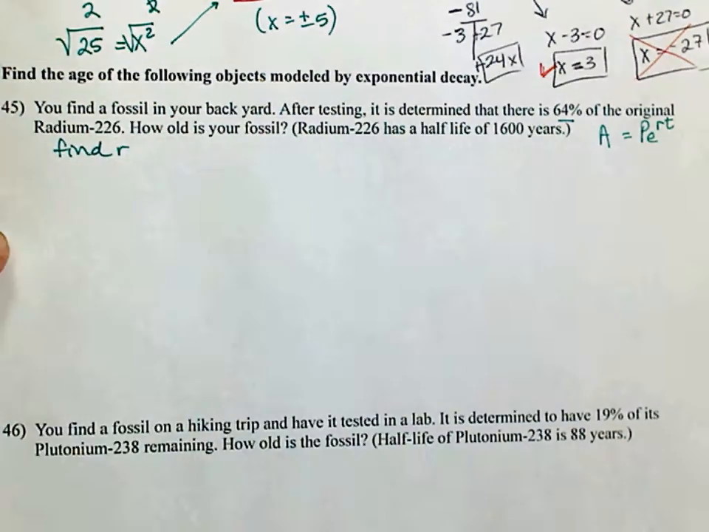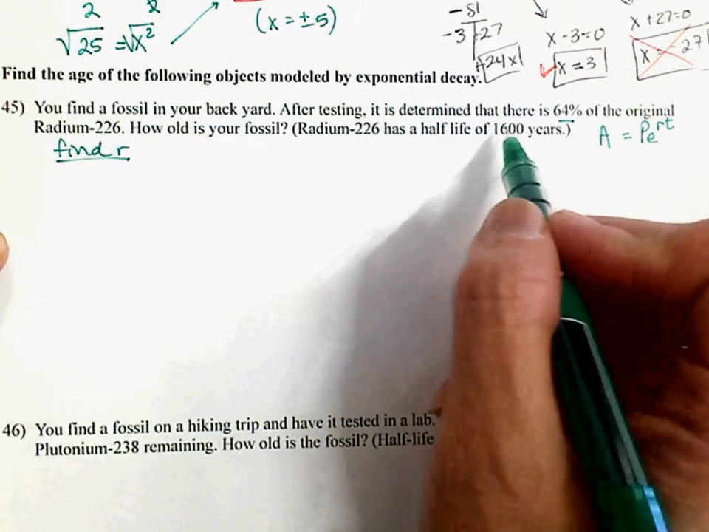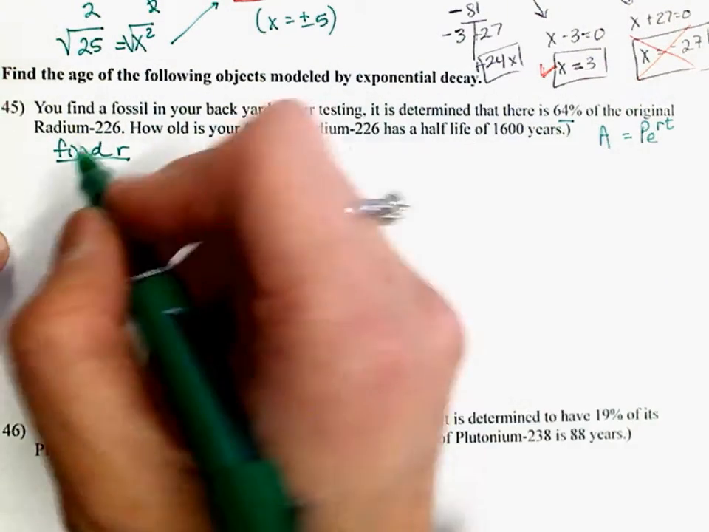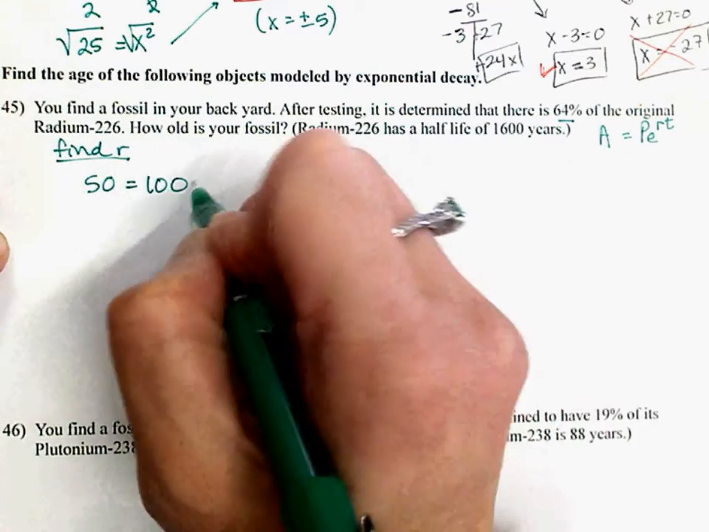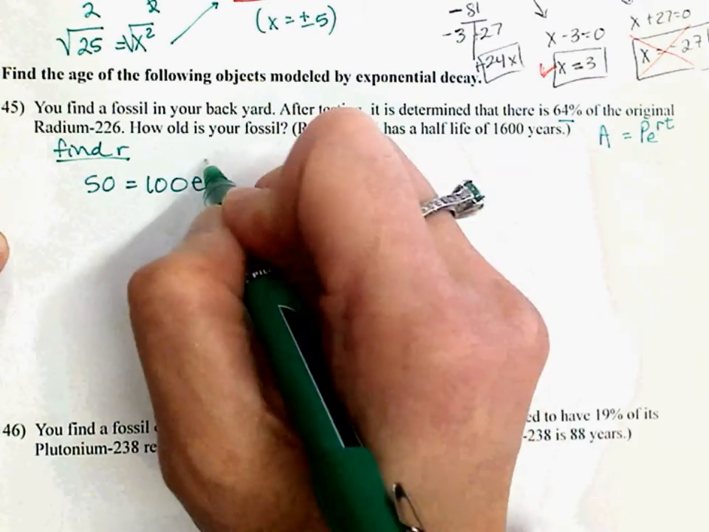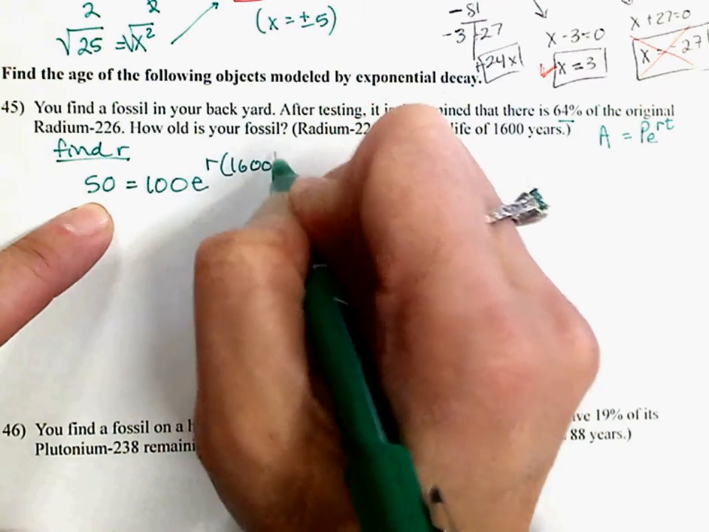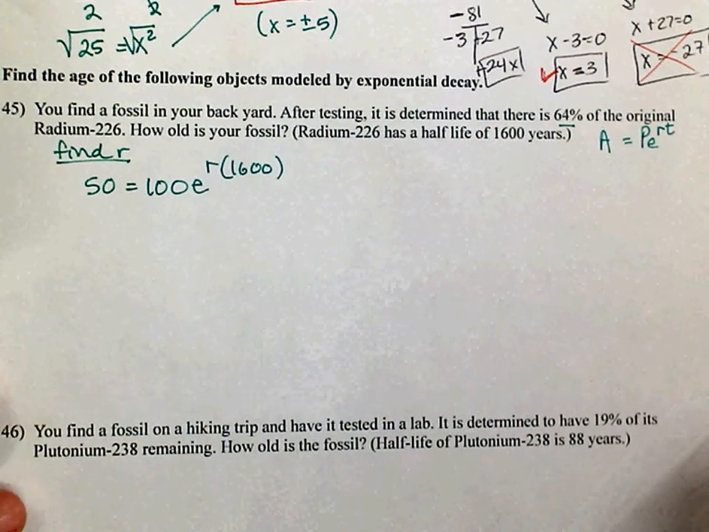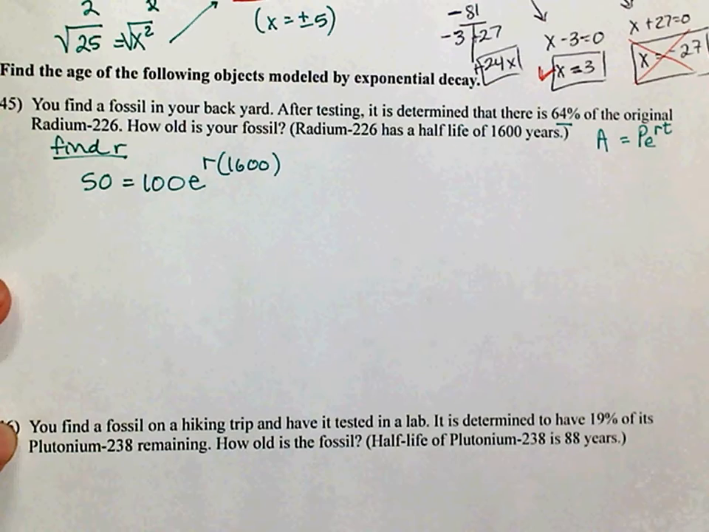To find that, you know the half-life. Well, half-life, what's half of 100%? 50. And that's where that 50 comes from. Base E, we don't know what the rate is, but the half-life of radium is 1,600. Now you are going to solve. So there's your formula, and you are going to solve.